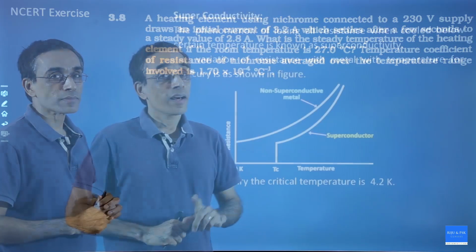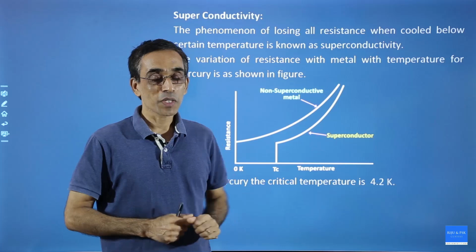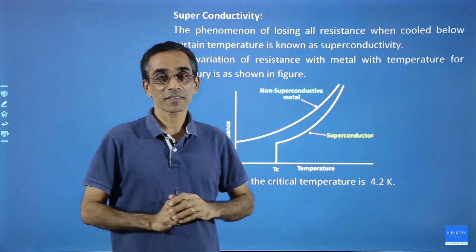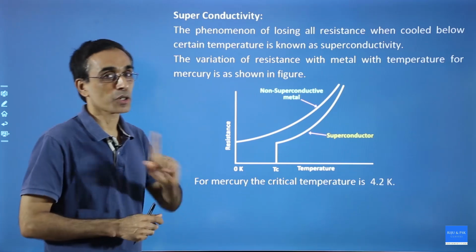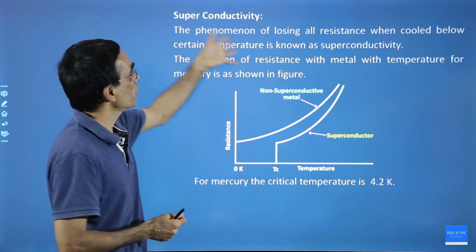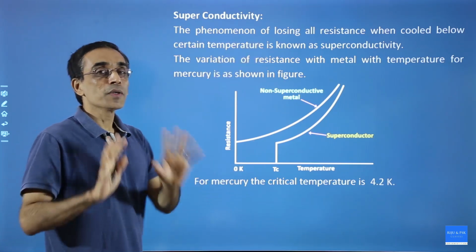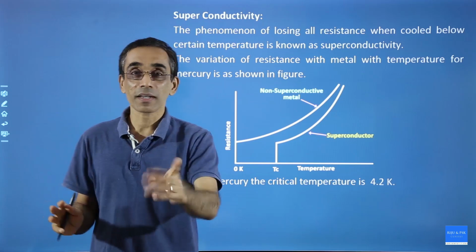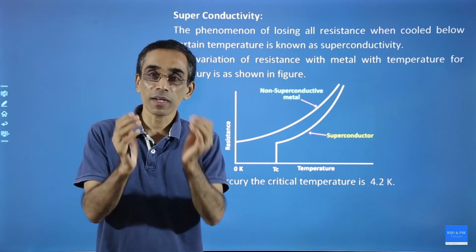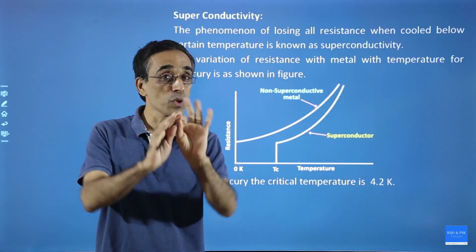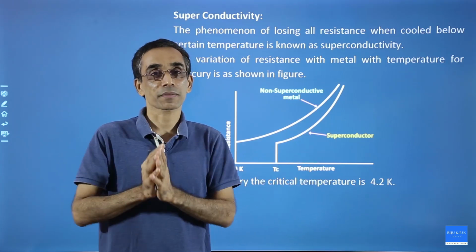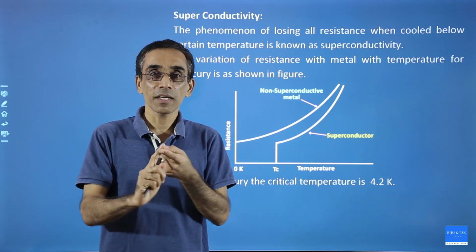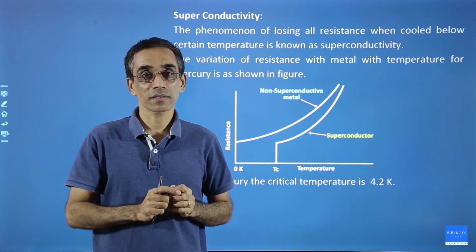Now we have the superstar of all conductors, the king of all conductors. It's called a superconductor. We know every conductor has got some resistance. A superconductor is a material which will lose all resistance at a particular temperature. A material with zero resistance.